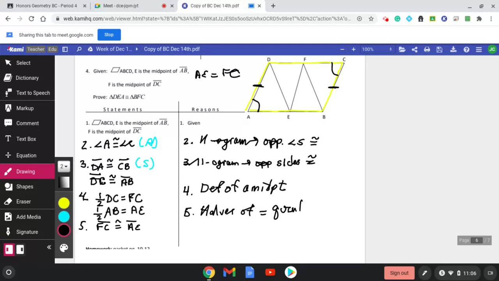This is, geez, having a tough time writing. Need my big board.